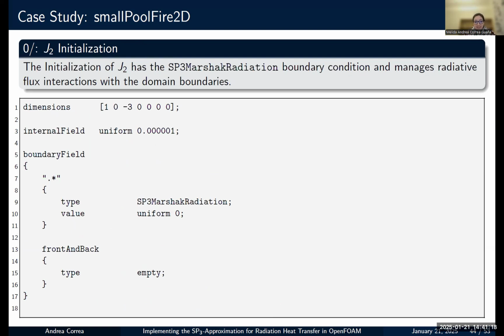Another thing that it's necessary to do is create a new file to initialize the second order moment. This is part of the folder 0. This is a structure similar to the first moment that all radiation models have, which is G, the incident radiation. But the difference in this case is that it's necessary to use a new boundary condition. This is the SP3 Marshak radiation. Again, this is important because we need to ensure the correct interaction of radiative heat flux at the edge of the domain.